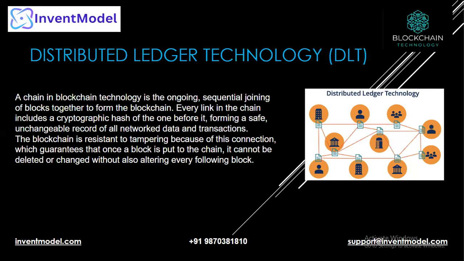So in simple words, a chain in blockchain technology is the ongoing sequential joining of blocks together to form a blockchain. Every link in the chain includes a cryptographic hash of the one before it, forming a safe, unchangeable record of all network data and transactions. The blockchain is resistant to tampering because of this connection, which guarantees that once a block is put in the chain, it cannot be deleted or changed without also altering every following block.